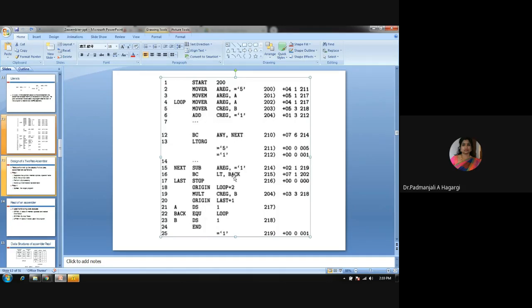Of course it's a label, and which is used as the second operand. And the back, of course, it pushes to the symbol table. But this back is used with the loop. Therefore, it is found with the address 202.